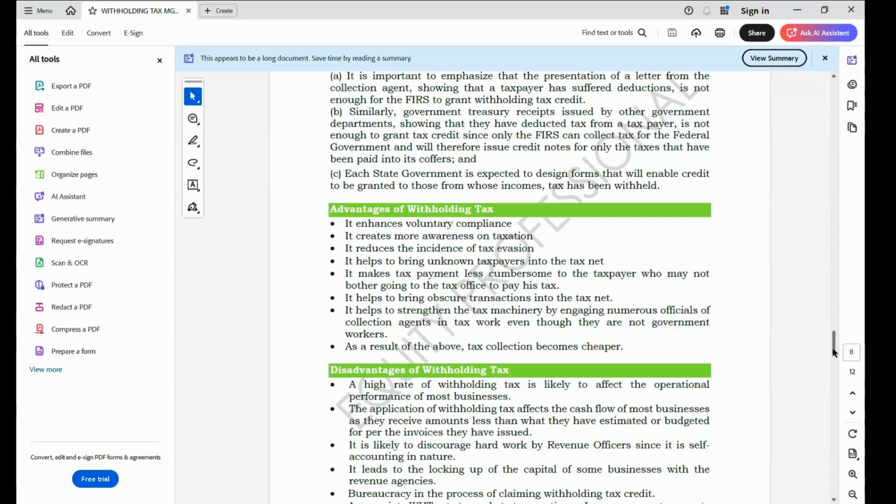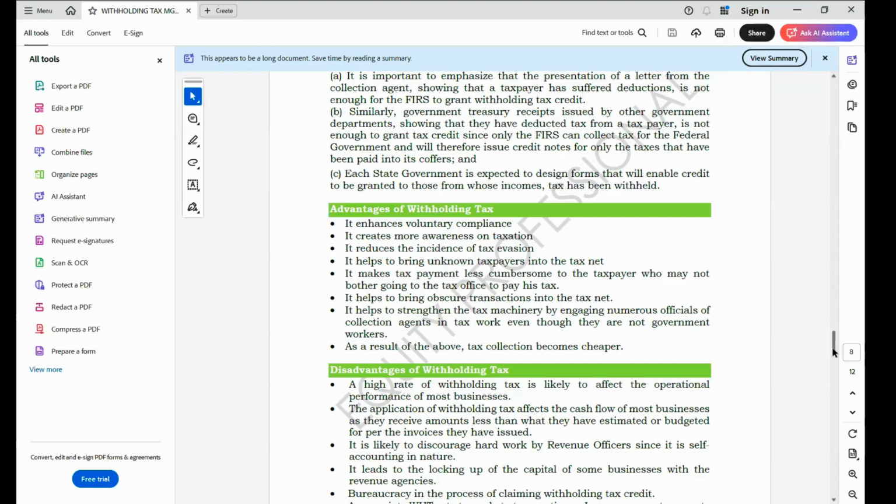But this withholding tax will reduce the incidence of not paying tax, because that amount will be deducted at source. It tends to bring unknown taxpayers into the tax net. With that, government will be able to have a broader tax net. It makes tax payment less cumbersome to the taxpayer, who may not bother going to the tax office to pay his tax because it will have been deducted at source. It tends to bring obscure transactions, some transactions that are carried out without books, into the tax. So this withholding tax will make them traceable.